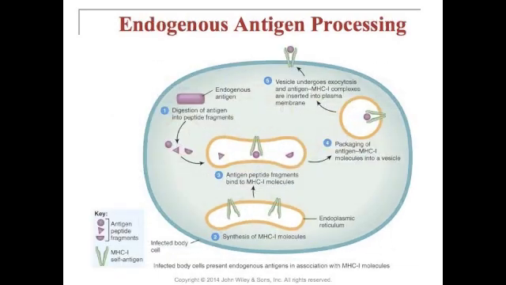So moving on to page 869, figure 22.4, we can see the processing and presenting of endogenous antigens by an infected body cell. So at step 1, we've got digestion of the antigen into peptide fragments. Within the infected cell, protein-digesting enzymes split the endogenous antigen into short peptide fragments.